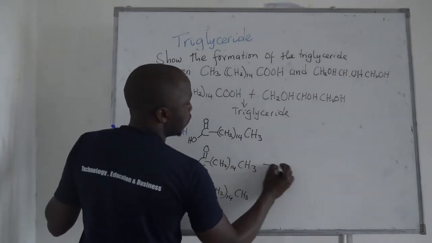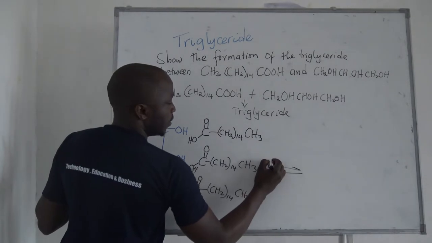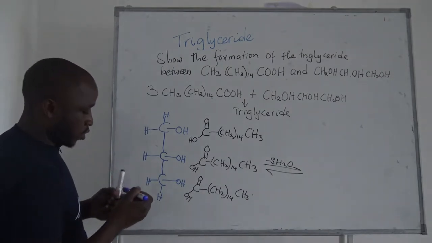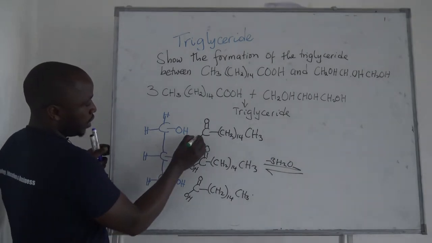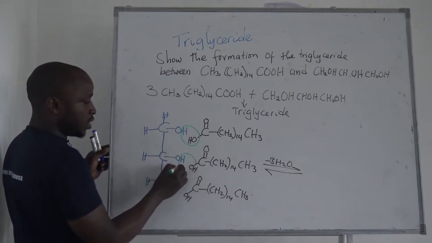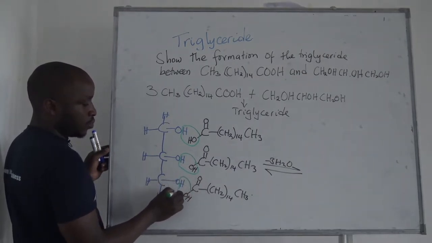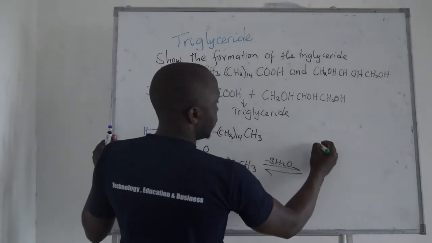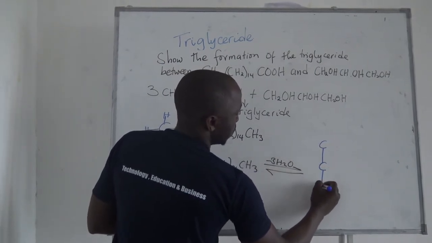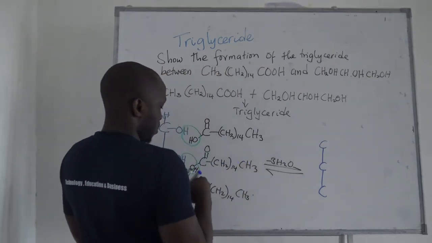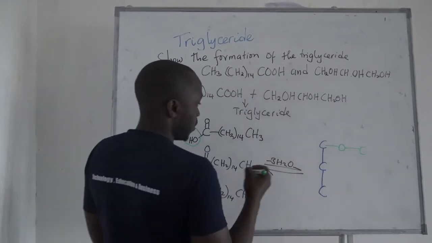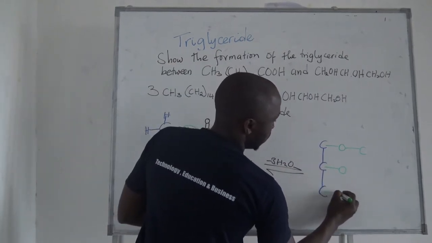So for the triglyceride that we're going to form, we said earlier that three water molecules are going to be eliminated. How shall we eliminate them? This cuts out one hydrogen from this to form water, this breaks off with this to form water, and also that breaks off with this. So our triglyceride will be C, and we present the ester bond like that.